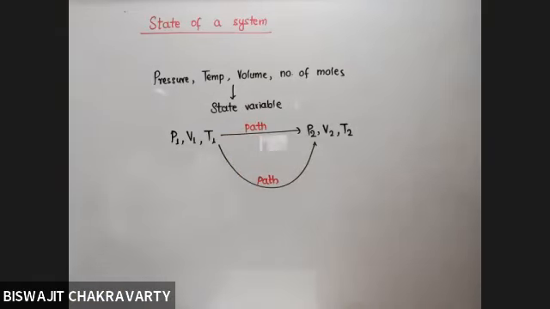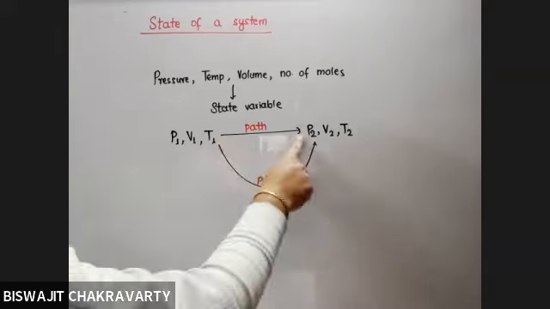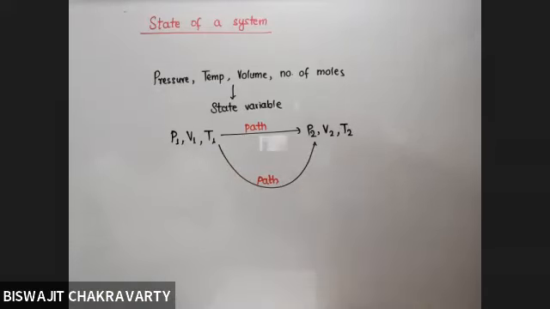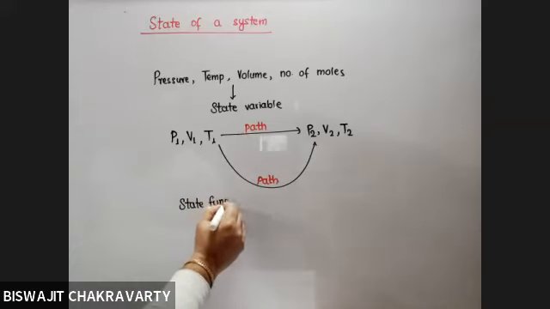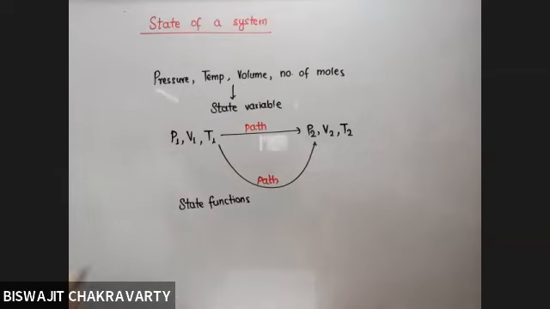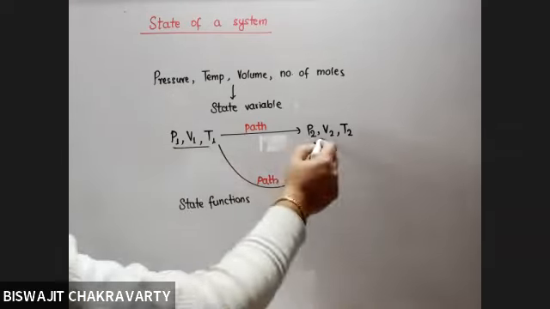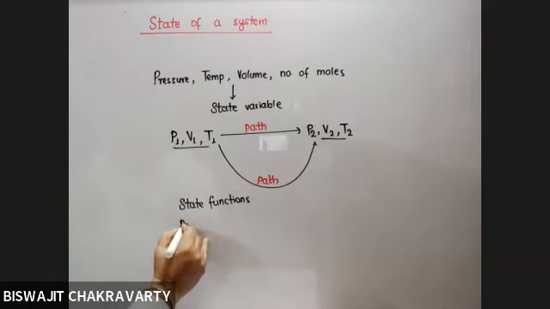Now, there are certain functions which do not depend upon the path taken. No matter whether you take this path or this path, the change is the same. Such kinds of functions are referred to as, remember, state functions. But if they are path dependent, they depend upon the path taken, not upon the initial and final state, then they are referred to as path functions.